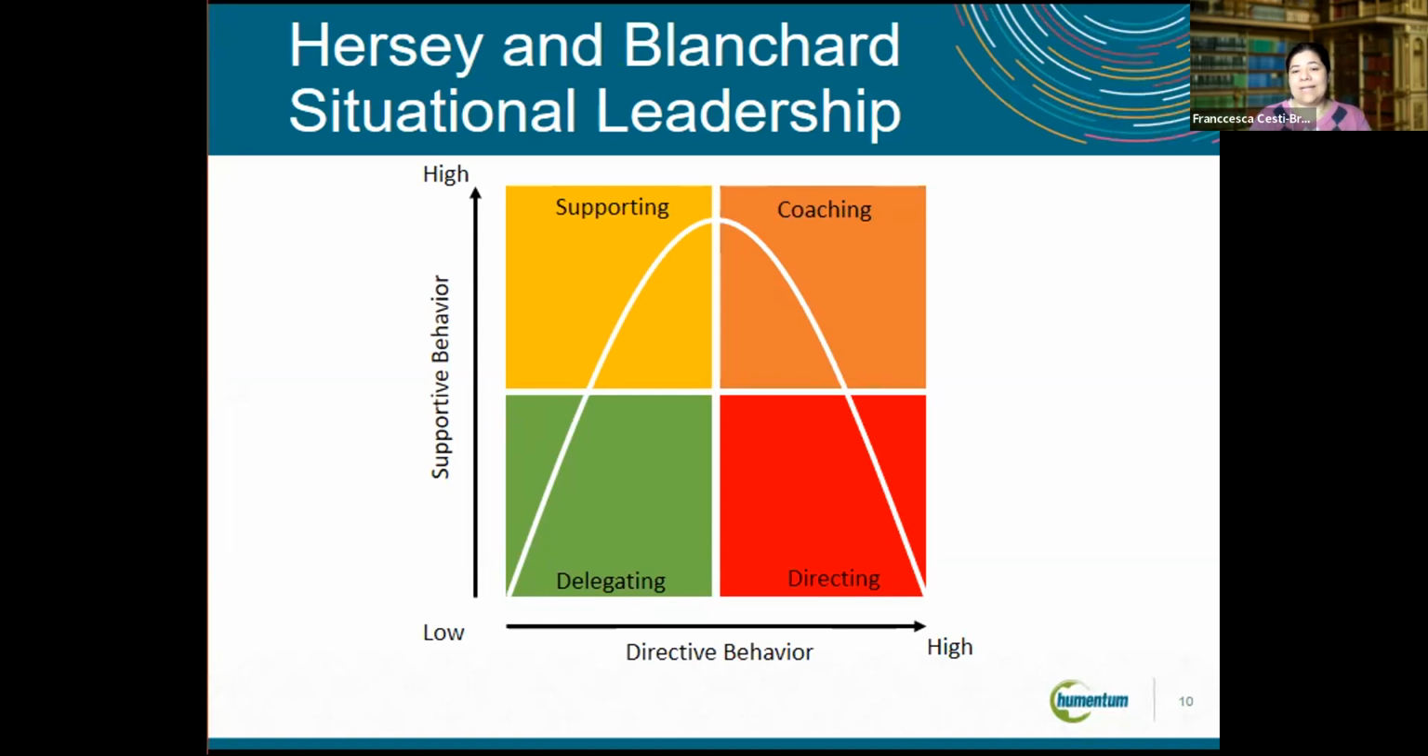We can plot a staff member's journey with their role for any given task that goes from high directive behavior through a less directive and more supportive task, right? So going through the high support, low direction, all the way through low direction, high support.